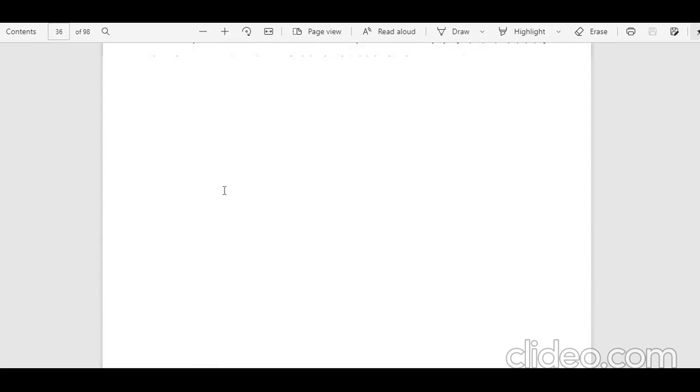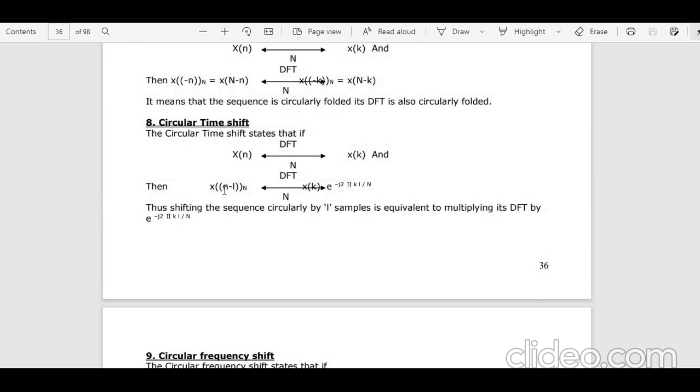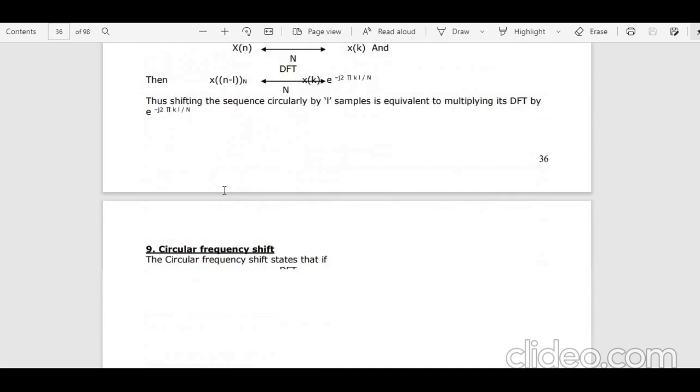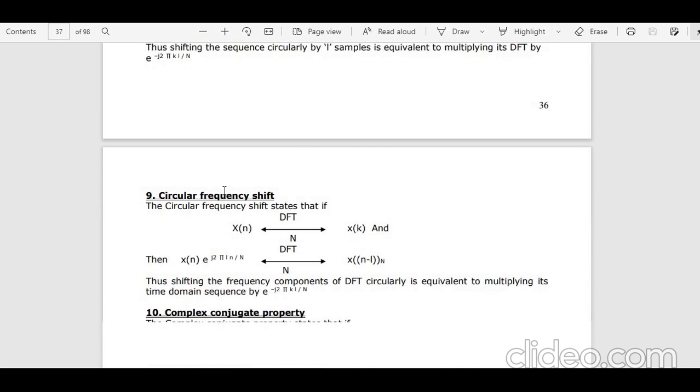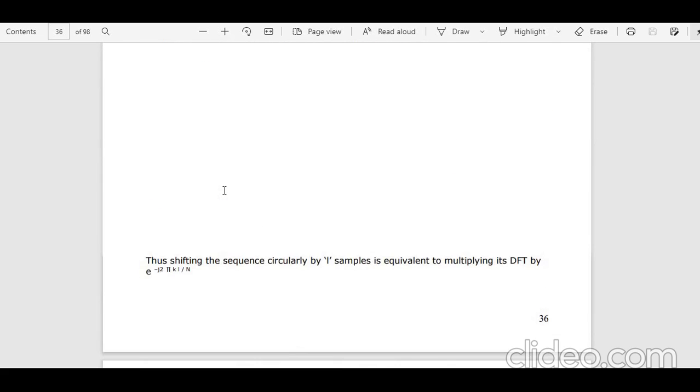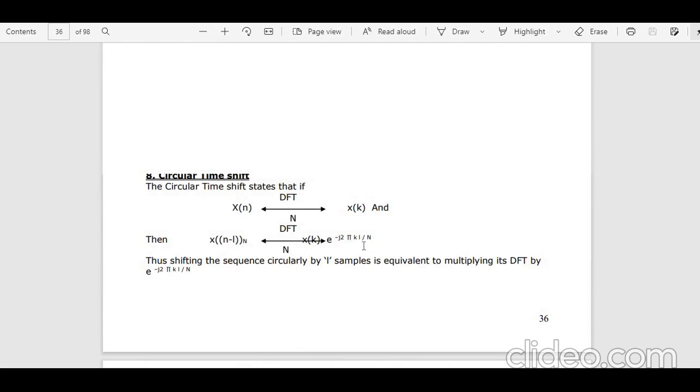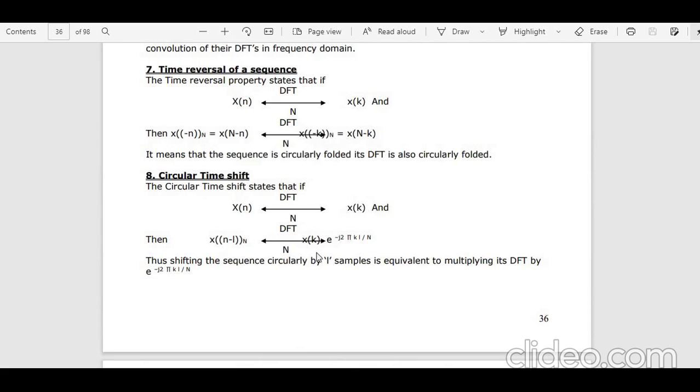So this is how we talk about the properties for that. And next we proceed with the next property, what is it? Multiplication of two sequences, then circular time shift, then circular frequency shift. For that, how do time shift and frequency shift differ from each other? Here e power minus j 2 pi k n by N will multiply with the X of k for circular time shift. What about the frequency shift?